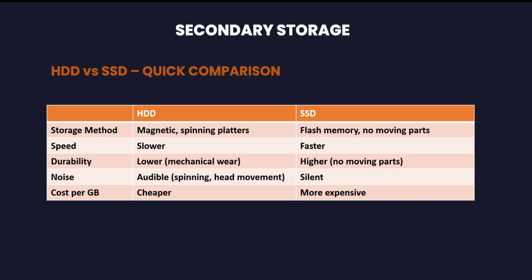Now, quick comparison. HDD storage method: magnetic spinning platters; SSD: flash memory, no moving parts. HDD speed is slower, SSD is faster. Durability is lower in HDD because it has mechanical wear and tear, SSD is higher because there are no moving parts. Noise: yes, in HDD it has spinning and head movement, therefore it is noisy. SSD is silent. HDD is cheaper, SSD is more expensive.